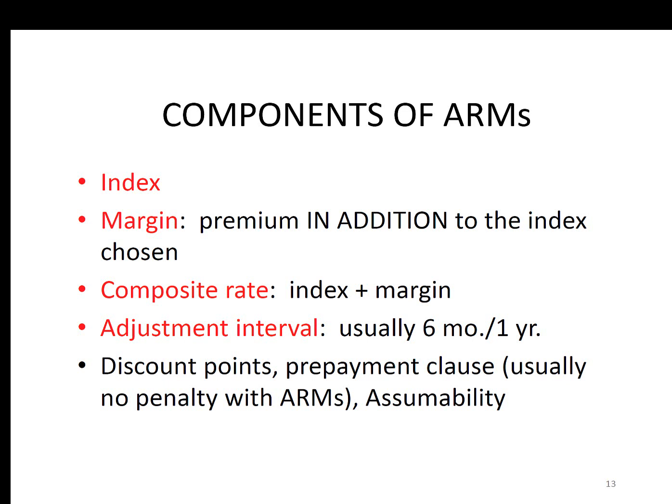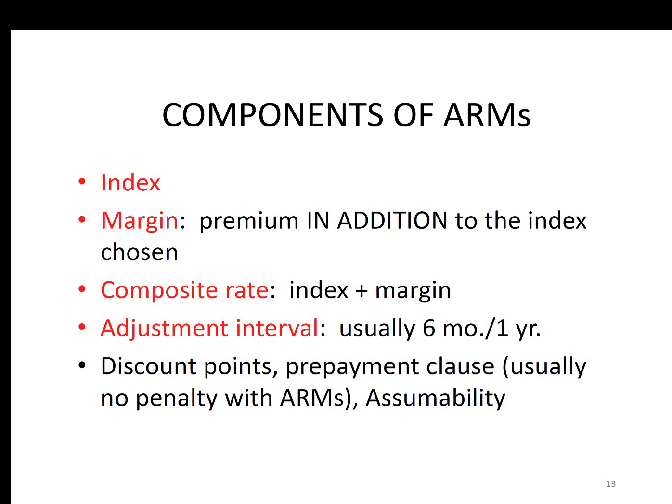So for the adjustable rate mortgage, the composite rate equals the index plus the margin. The index is one of the indices which is easily verifiable and accessible by the borrowers. We have some examples in the previous slide. The margin is a premium in addition to the index, chosen by the lender. So the margin you pay depends on the risk of the borrower. If the lender decides the borrower is high risk, they need to pay a higher margin.